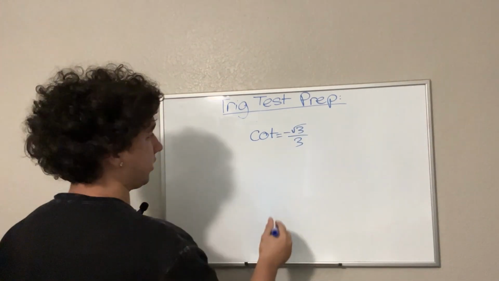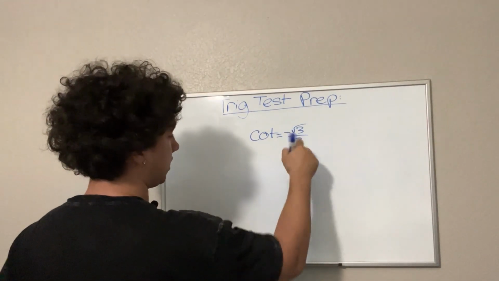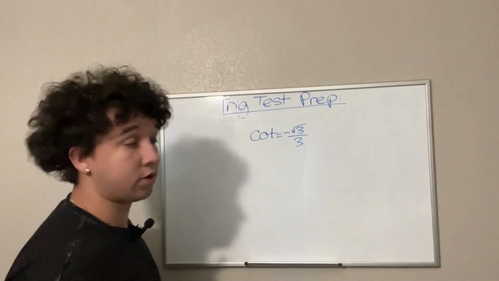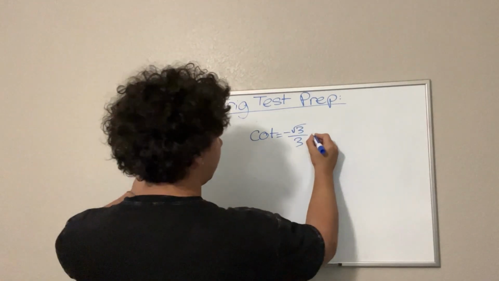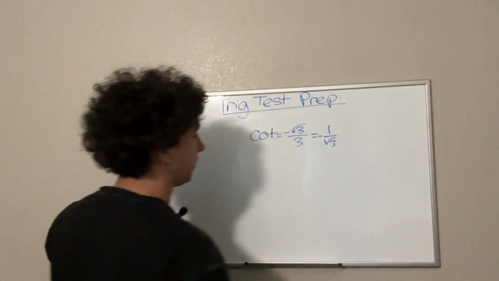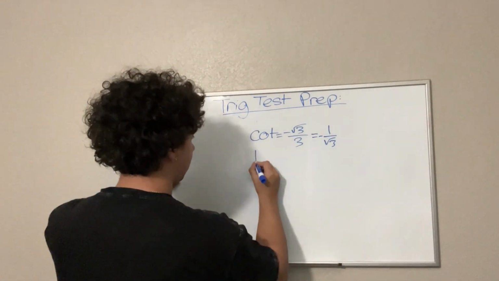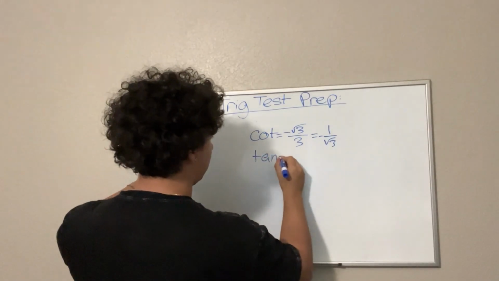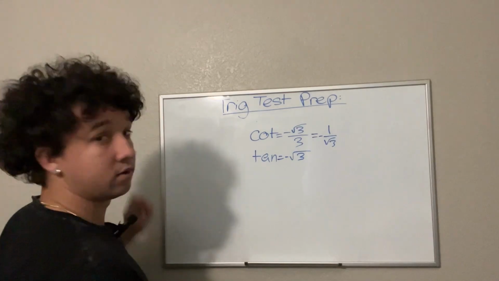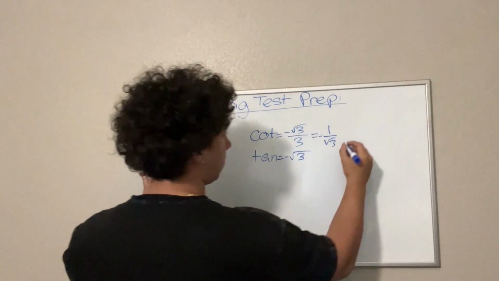So right now, I know that cotangent right here has clearly had its denominator radicalized. The fact that I have 3 and then root 3, I know this has been radicalized. And in fact, it's going to be 1 over root 3 negative. Okay, so now that's cotangent, which means to me, tangent is just that flipped over, which equals negative root 3.